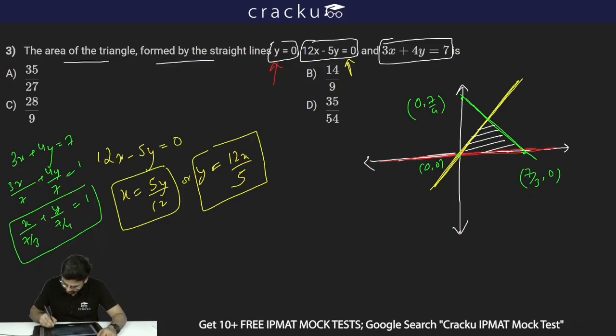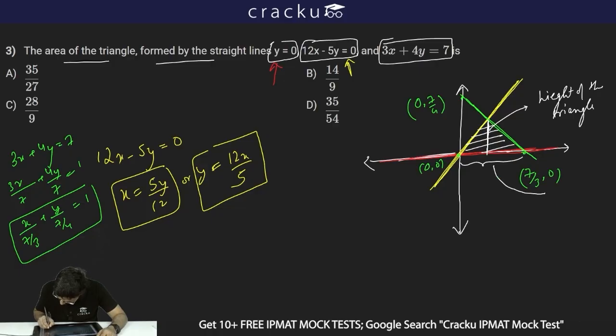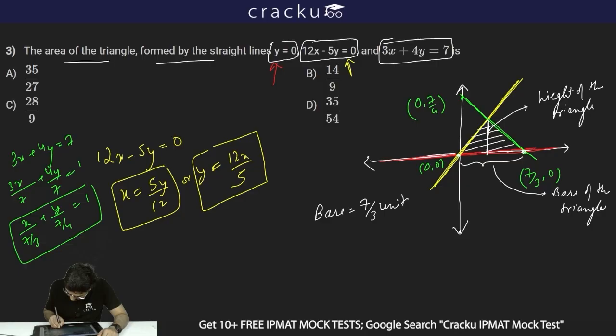Area enclosed is this one, where this is the height of the triangle, and this is the base of the triangle. And the area of the triangle is basically half into base into height. Now I can clearly see the base will be 7 by 3. If this is 0 comma 0 and this is 7 by 3 comma 0, the base will be 7 by 3 units.